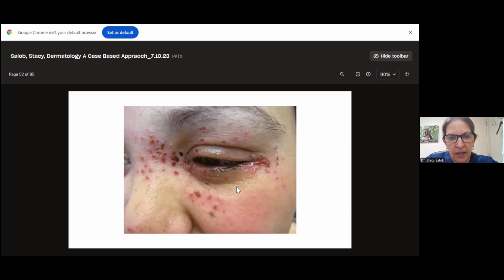And if you look very closely, maybe you can see an intact vesicle, but most of these are past that stage and they're more punched out, tiny little erosions. The background skin doesn't look normal. If you look at her upper eyelids, you can see some erythema and some lichenification and fine scale. So do you guys have any ideas what this might be?